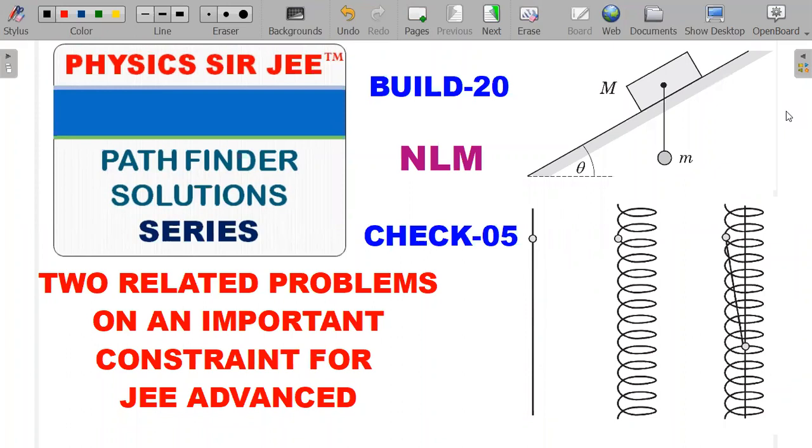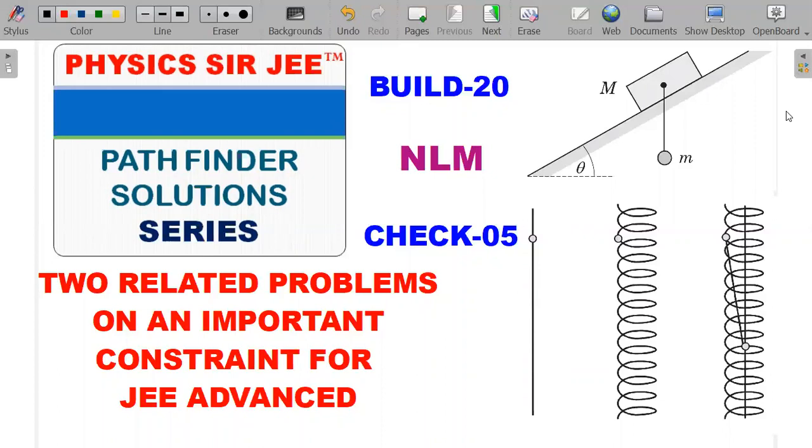we are in the Pathfinder solution series, and I have brought forward two problems from the chapter of Newton's laws of motion. Actually, they are related to each other, so it's hard to look at them in the first go. On the face value of the questions, if you see the pictures, the first one and second one don't seem to be related, but I would make you take a closer look, and you'd see that they're related by a very important constraint that could be a candidate for JEE Advanced examination.